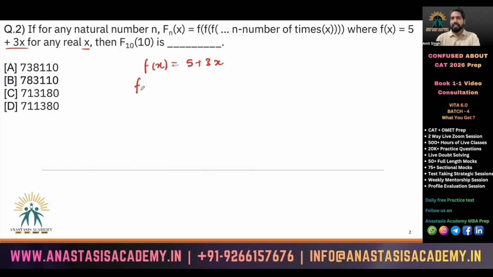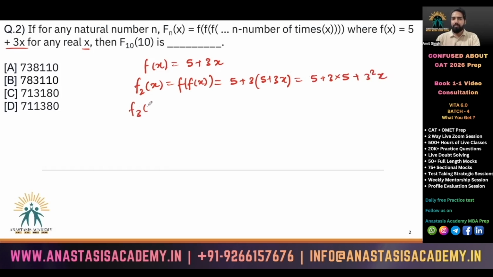So next thing is that f^2(x) would be f of f(x), if I put the input in this function, the function itself, so I get f(f(x)), right? And it would be equal to 5 plus 3 times f(x), and f(x) is 5 plus 3x. So let's find the value of f^2(x). It would be 5 plus 3 into 5 plus 3 square into x.